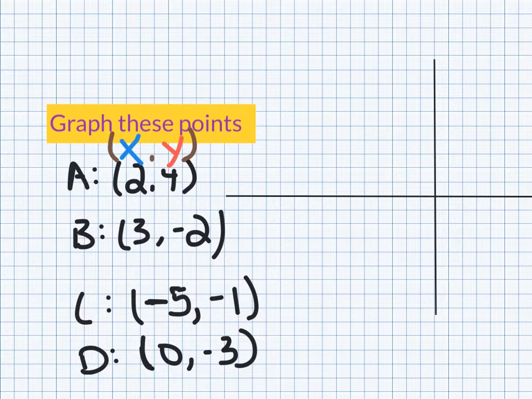X, comma, Y. So 2, for point A, the 2 right here is an x value. And it's the location here on the x-axis, all the way up and down. And the 4 is the vertical location. So start in the middle, go up 4, and here's the point all the way across. Where those 2 points meet, right there, is where point A goes. Go ahead and keep going and see if you can do it.